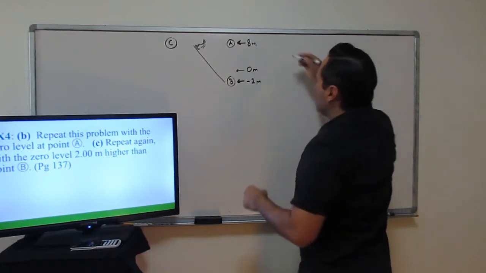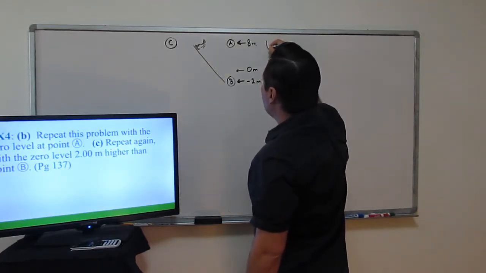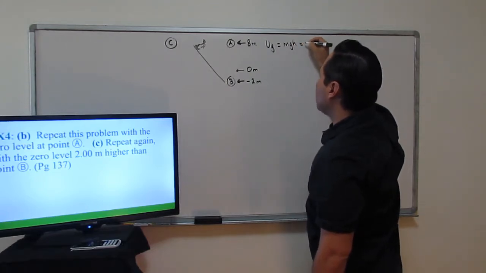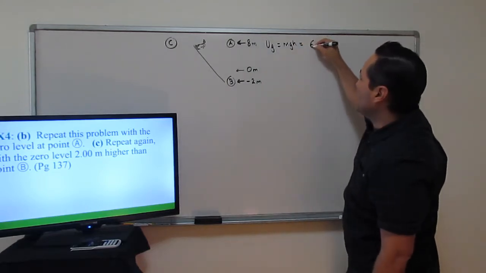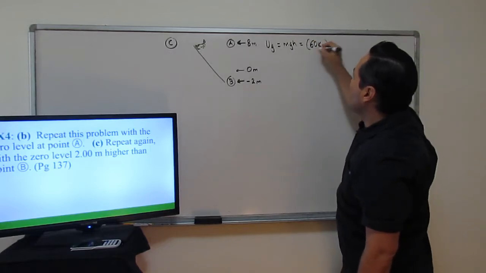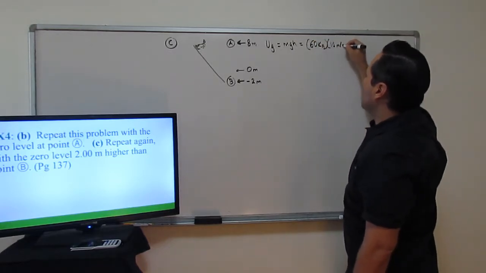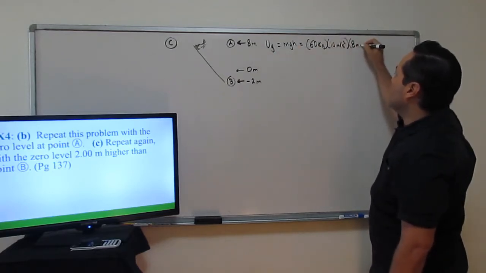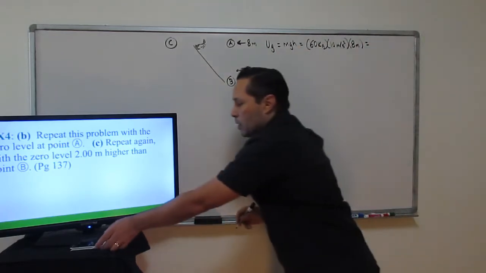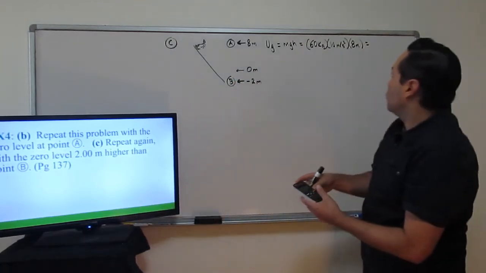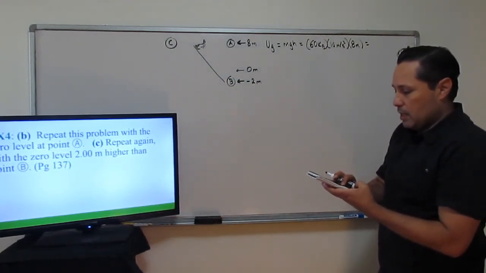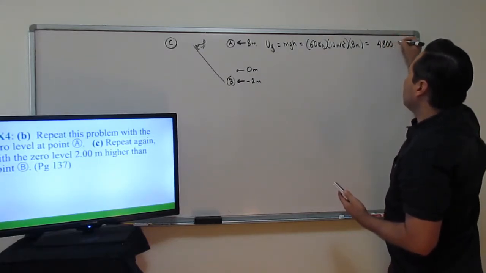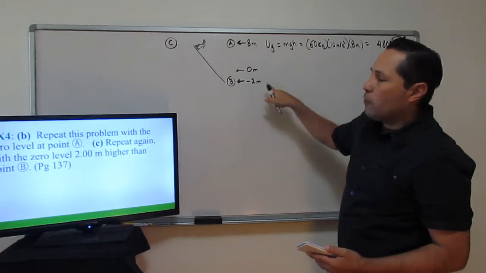Now our height is 8, so gravitational potential energy equals mass times gravity times height. The mass of the sphere remains constant, that is 60 kilograms. Acceleration due to gravity, 10 meters per second squared, and this time our height is 8 meters above the reference point. So it's going to be 60 times 10 times 8, that gives us 4,800 joules.